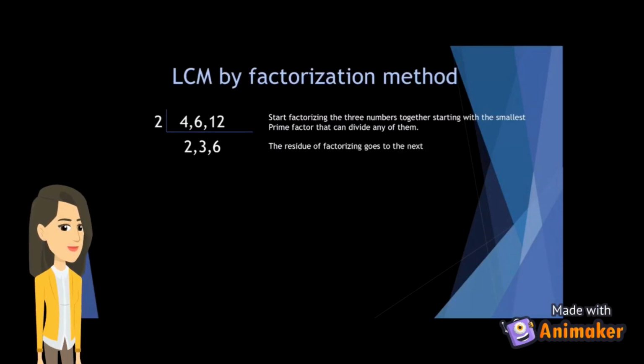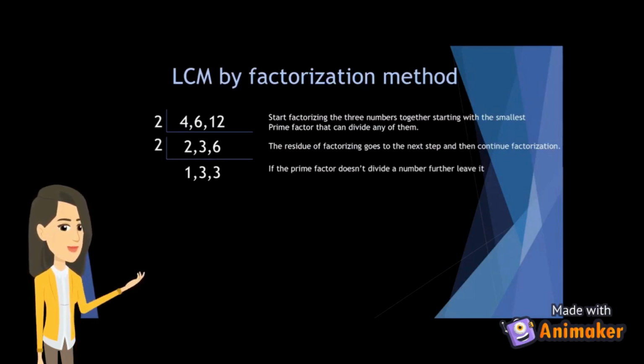The residue of factorizing goes to the next step like we see, and then we continue the factorization, again with 2. But this time, the numbers 2 and 6 will be divisible by 2, but 3 won't be. And so this is the result of this step: 1, 3, 3 respectively. If the prime factor doesn't divide a number further, leave it as it is. Like 3 in this step is not divisible by 2, hence 3 stays.